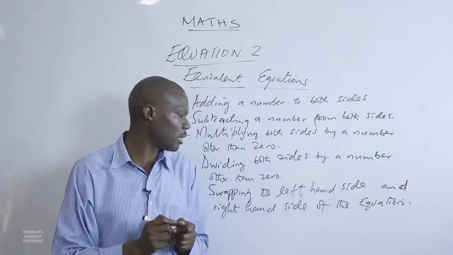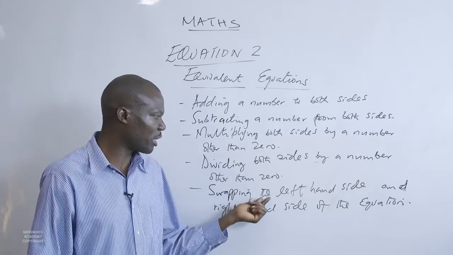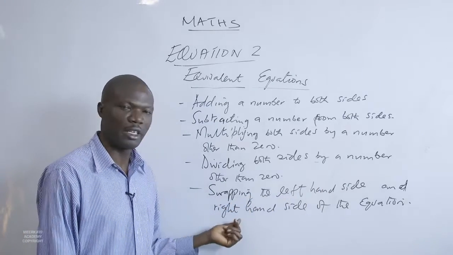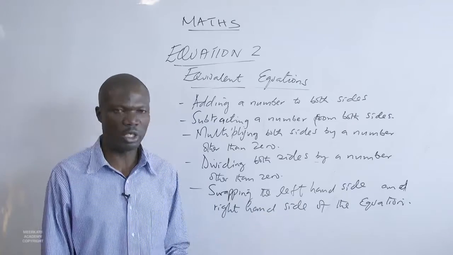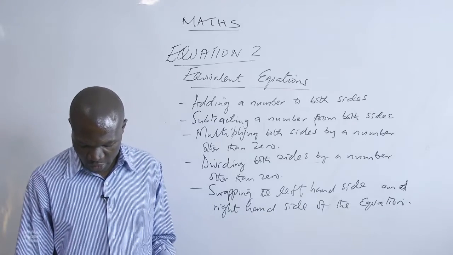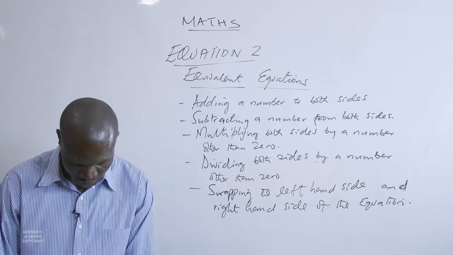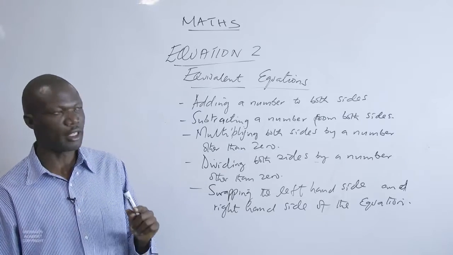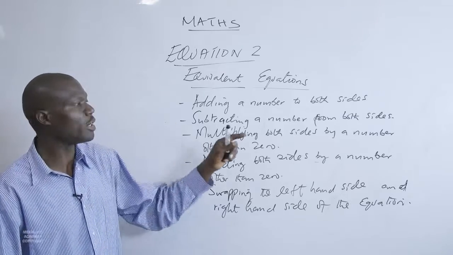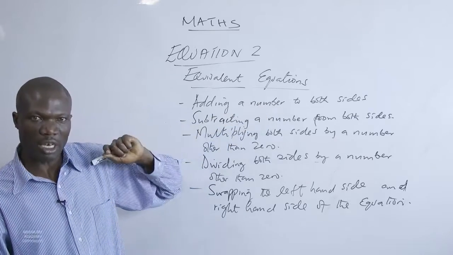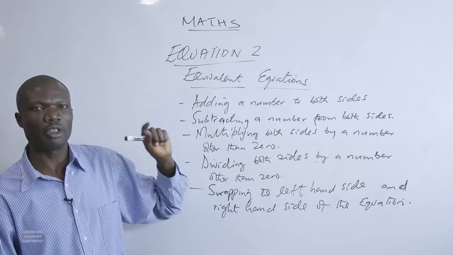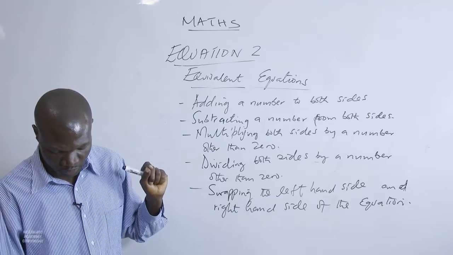You can also get an equivalent equation if you are swapping the left-hand side and the right-hand side of the equation. If you are swapping, then you will actually be having equivalent equations. So this point needs to be observed anytime you are dealing with equivalent equations.